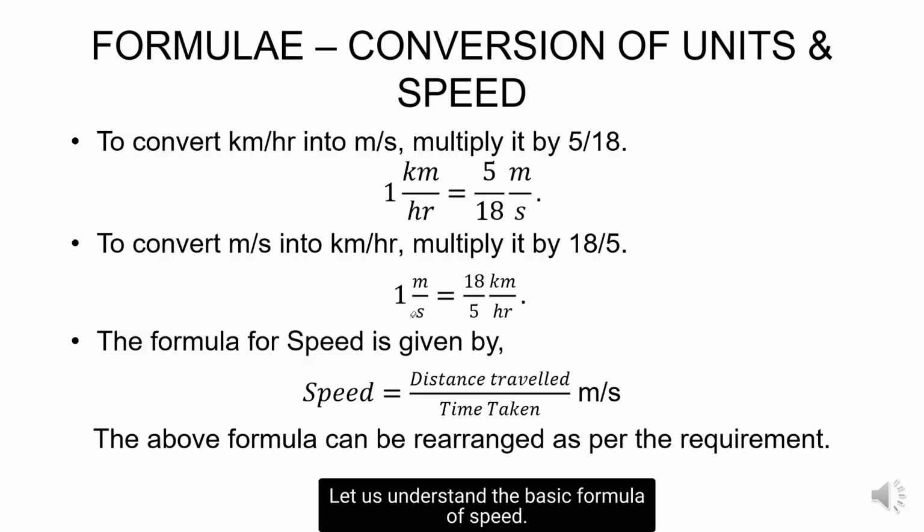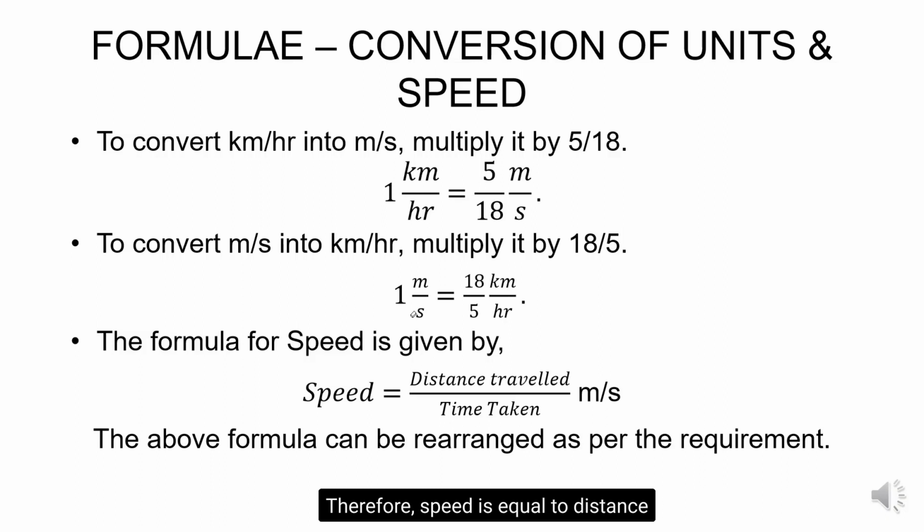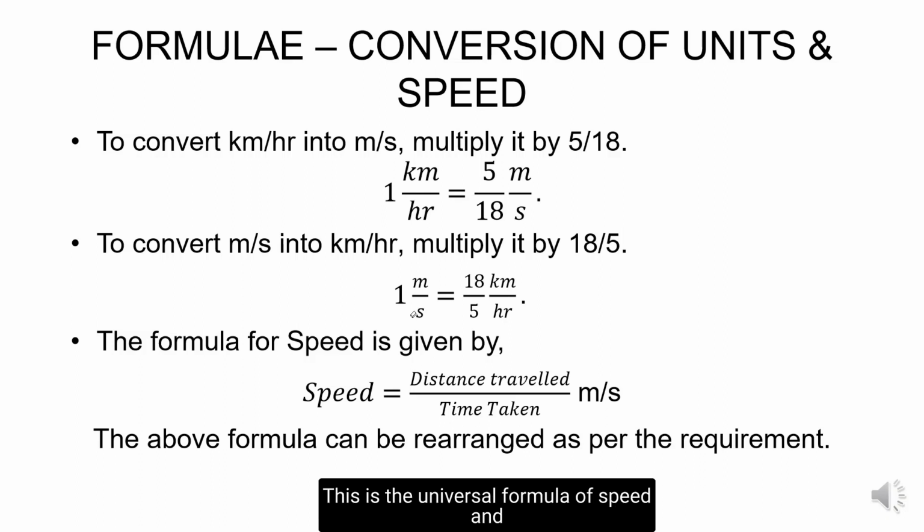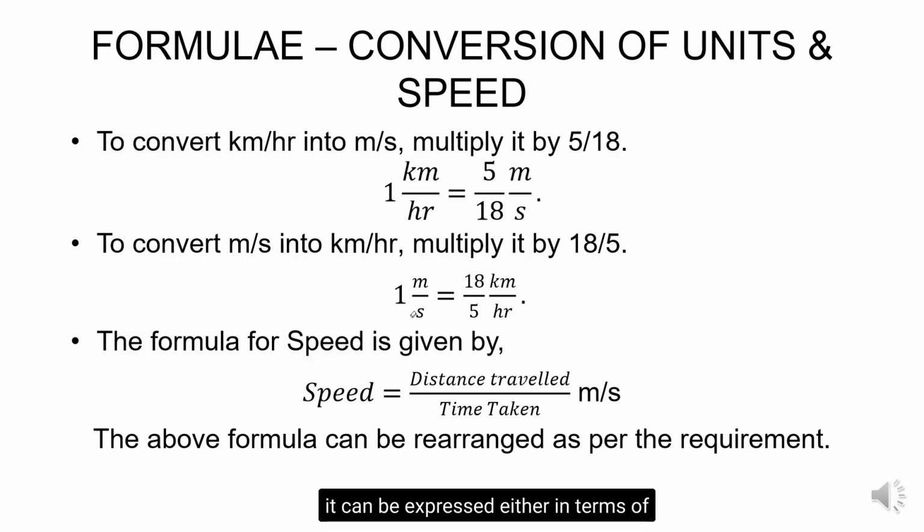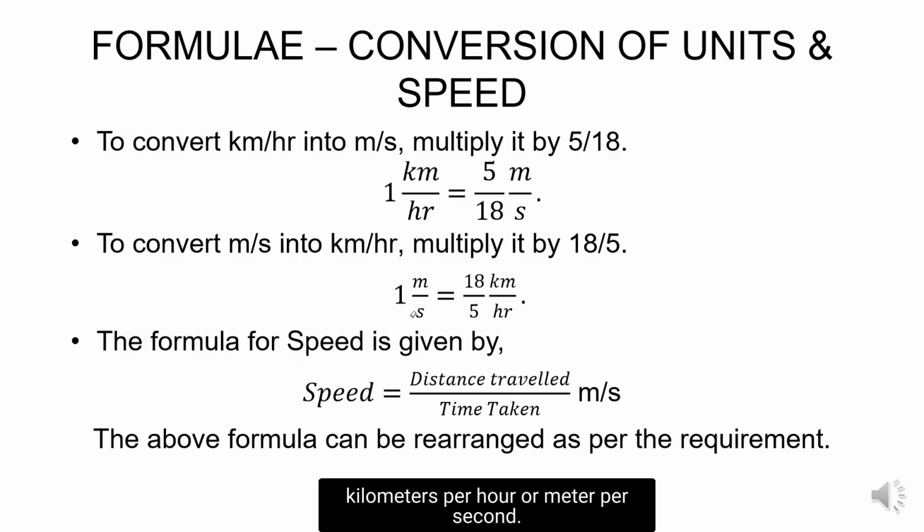Let us understand the basic formula of speed. As we discussed in the definition, speed is defined as the distance traveled by the object per unit time. Therefore, speed is equal to distance traveled divided by time taken. This is the universal formula of speed and it can be expressed either in terms of kilometer per hour or meter per second.